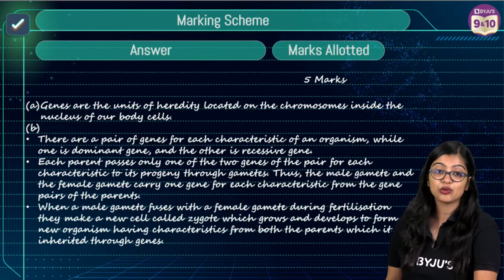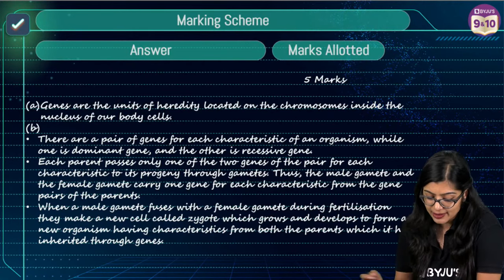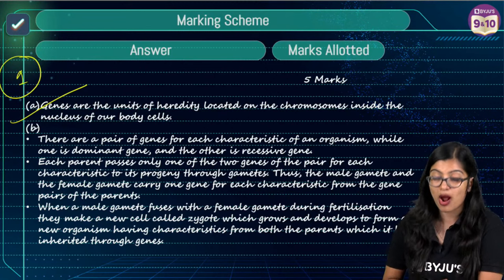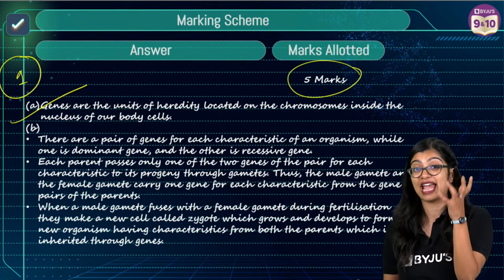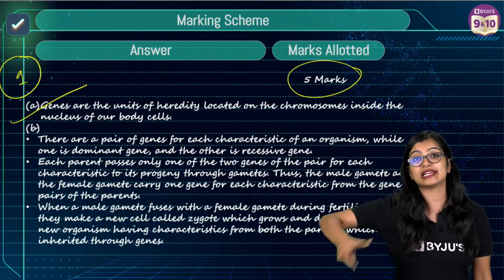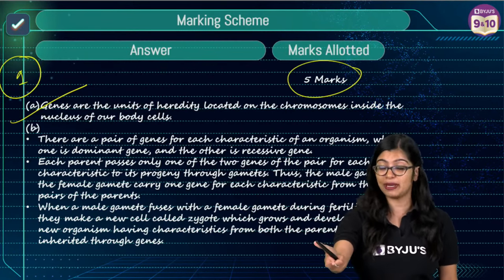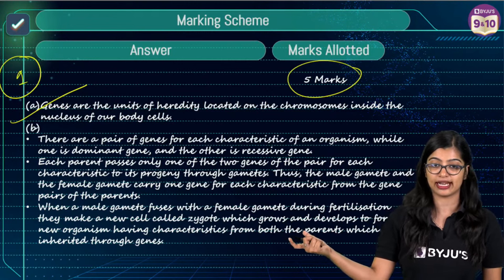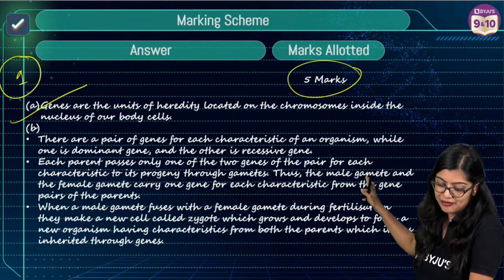So when you are writing it, you will have to elaborate it. Start with doing this one, you'll get 1 mark. And this second part can come for 4 to 5 marks, because it can also be along the lines of how the contribution of parents should be equal for maintaining genetic constitution. So you'll have to write these points.